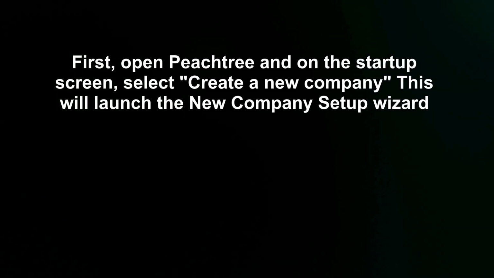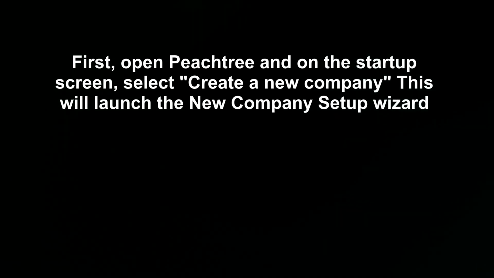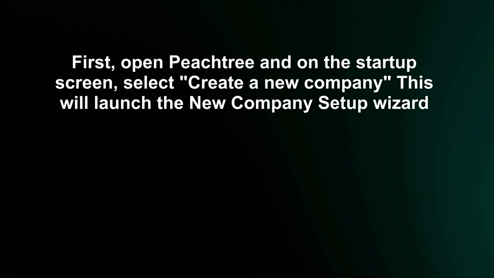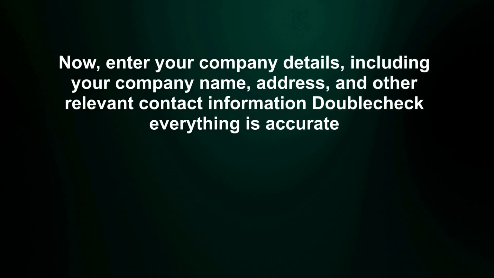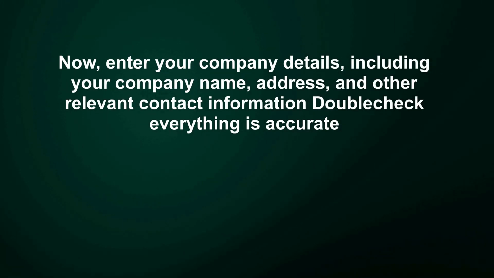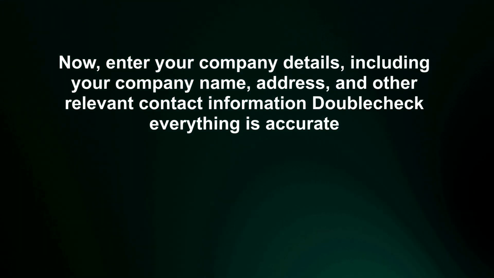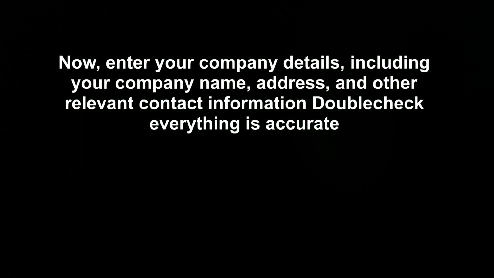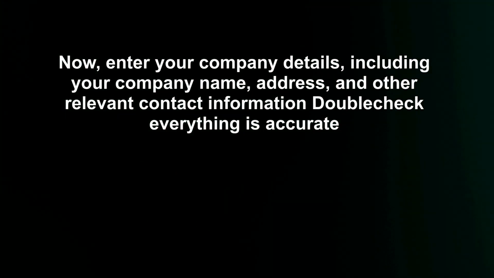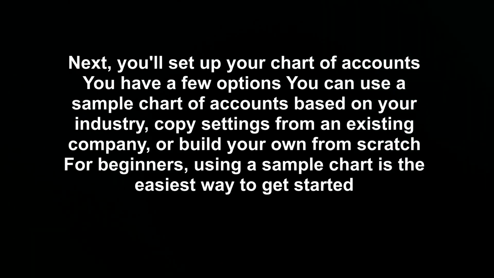First, open Peachtree and on the startup screen, select Create a New Company. This will launch the New Company Setup wizard. Now, enter your company details, including your company name, address, and other relevant contact information. Double-check everything is accurate. Next, you'll set up your chart of accounts.